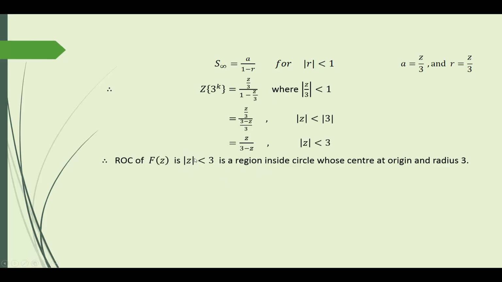Now mod z is a circle whose center is the origin and radius 3. Mod z less than 3 means inside the circle, so the region of convergence is the region inside the circle whose center is at origin and radius 3. Mod z less than 3, so inside the circle is the required answer.